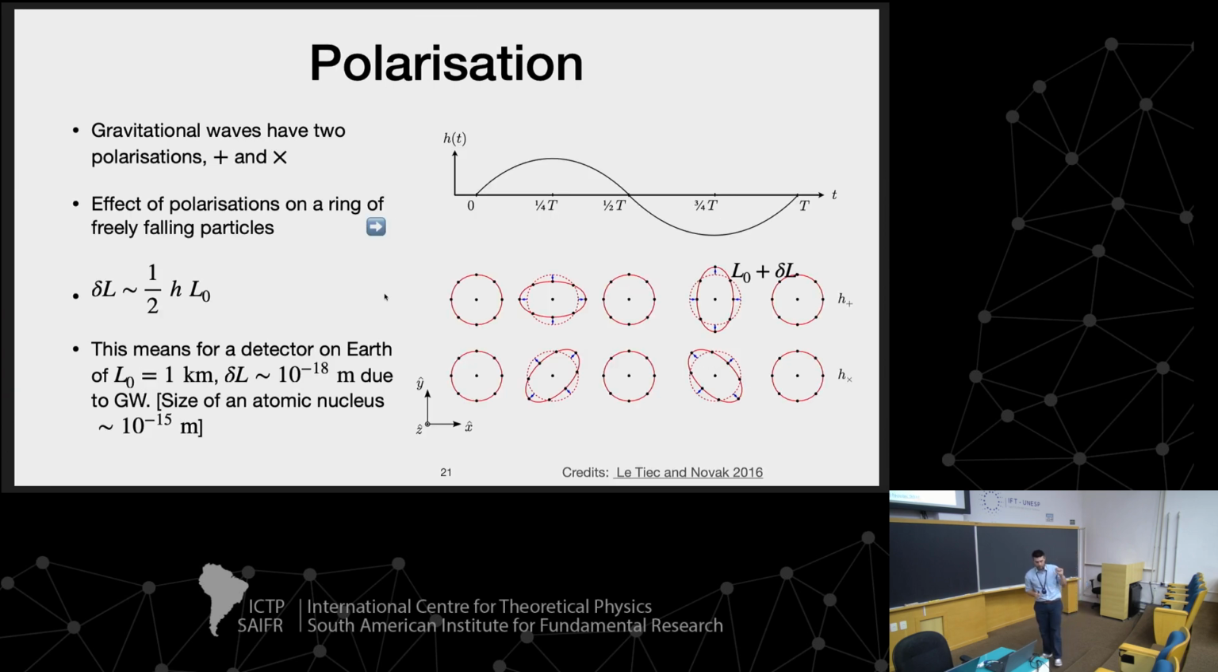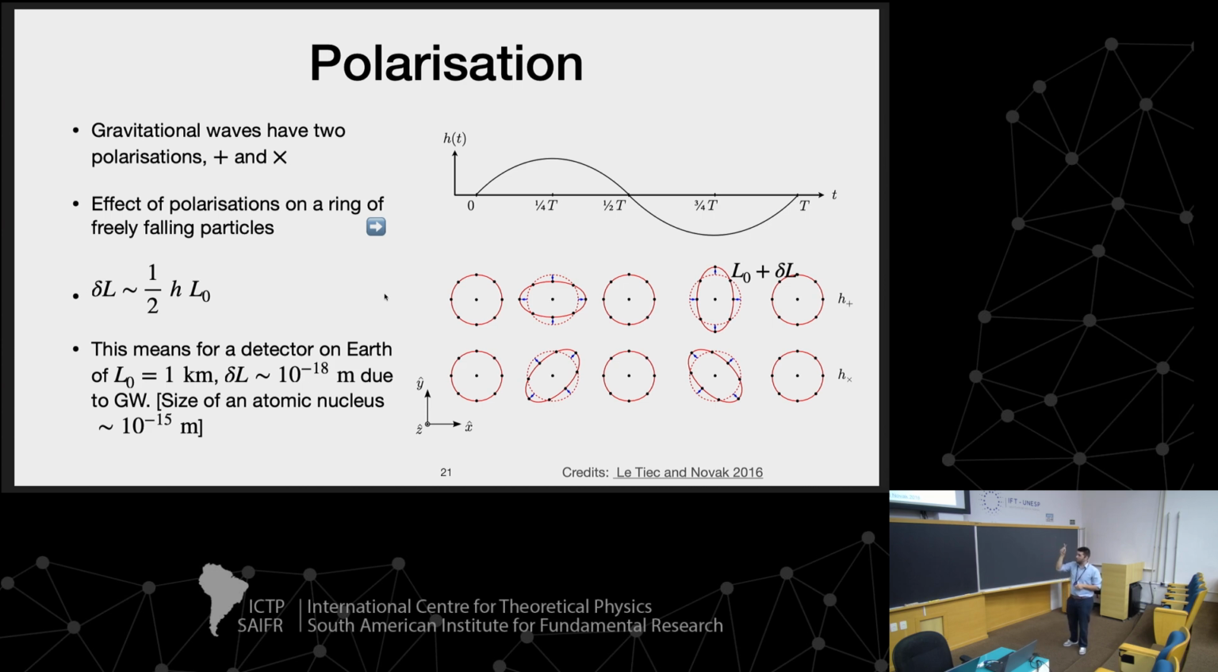Polarization. Gravitational waves have two polarizations, plus polarization and cross polarization. To understand the effect of polarization, we can look at this plot here, where we have a gravitational wave interacting with a ring of free falling particles. So the gravitational wave is traveling towards you in the zeta direction. It has frequencies of 2 pi over t. This is a very simple gravitational wave, and it's in the panel on top.